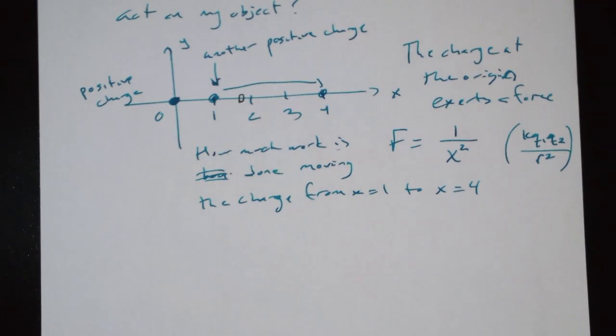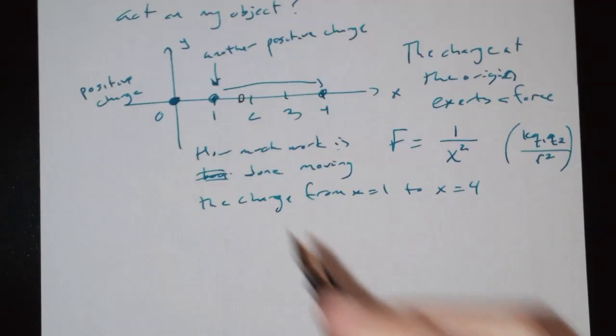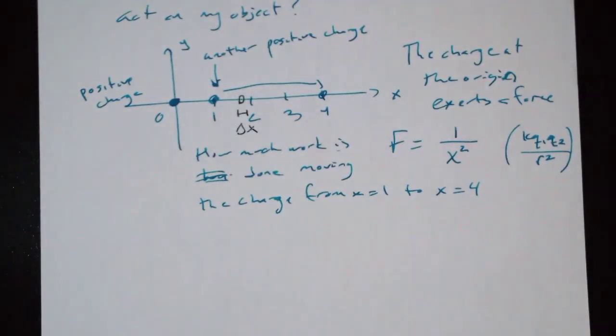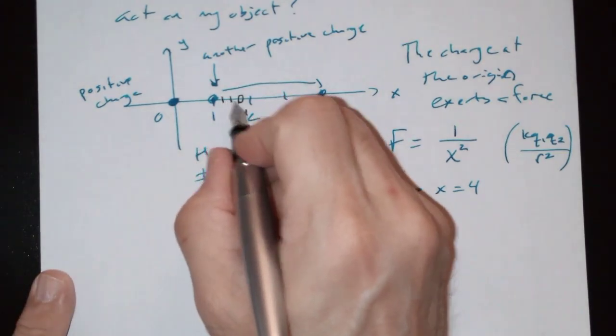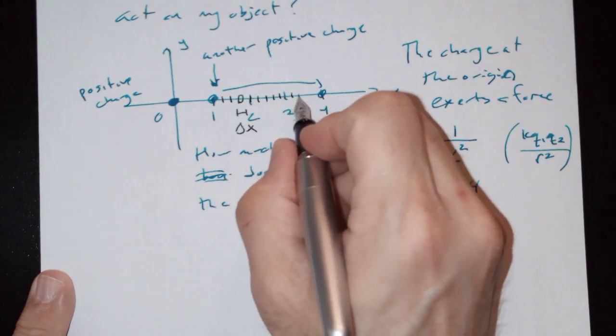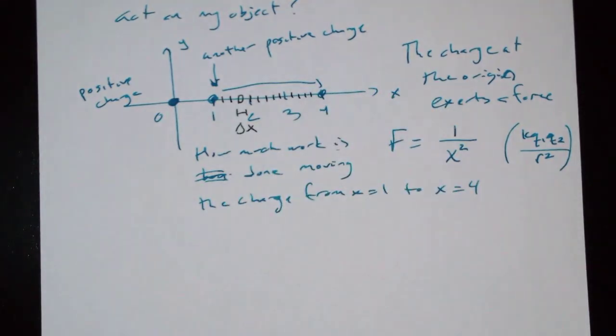So I could just multiply the force times that little bitty bit of distance. That little bit of distance is in the x direction. So let's make it a change in x. Aha! I could cut up the x-axis into a bunch of pieces and use this sort of approximation, couldn't I?